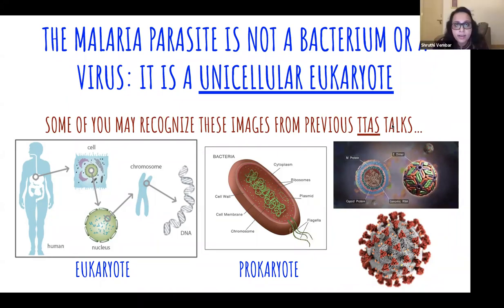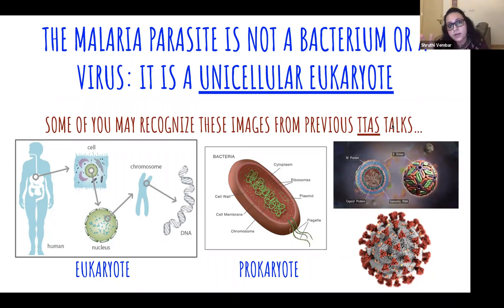Okay, so I will show you a video. In the body, there are two points. It first grows inside our liver. So that is the first point where it grows. But at that stage, we actually don't see any symptoms of malaria. So you can think of it as a silent phase where the parasite is growing, but it's not really causing any major disruptions to the body functions.